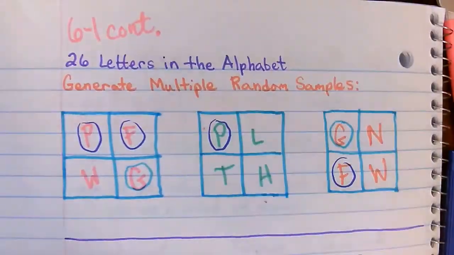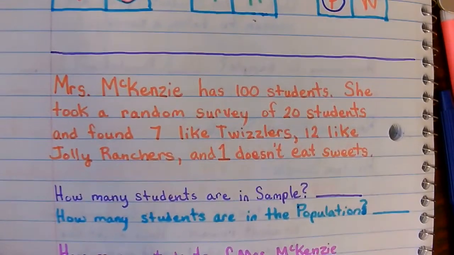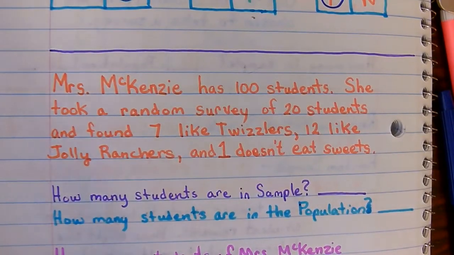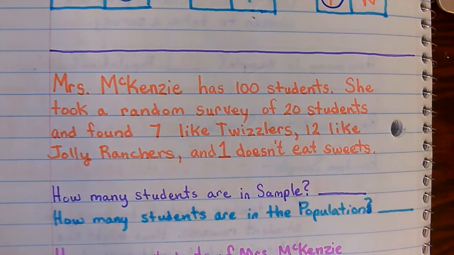So now let's look at the next section here, and that is just a little sample of how we would come to an estimate. So in Miss McKenzie's class, let's say she has 100 students overall throughout the day. And she takes a random sample or survey of 20 students because 20 is a good sampling of 100. And she found 7 like Twizzlers, 12 like Jolly Ranchers, and 1 doesn't eat sweets.